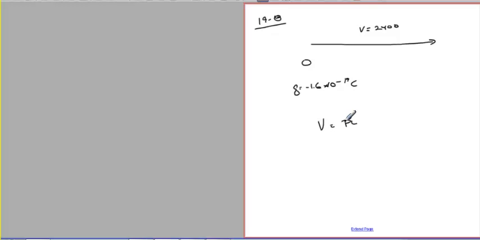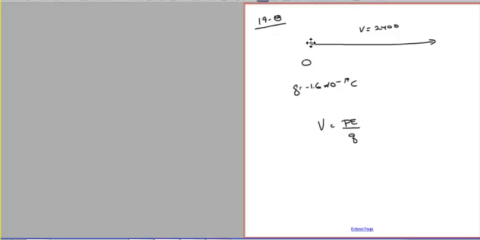Problem number 8. We have an electron, which has a charge of negative 1.6 times 10 to the minus 19th coulombs. It says it's accelerated through a voltage of 2400 volts. And remember, voltage is equal to potential energy per unit charge.